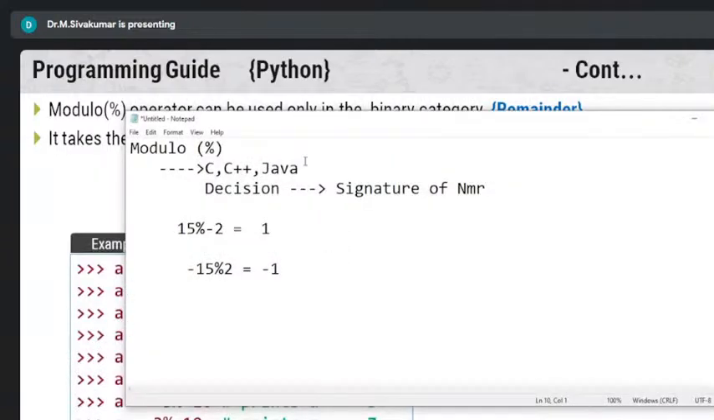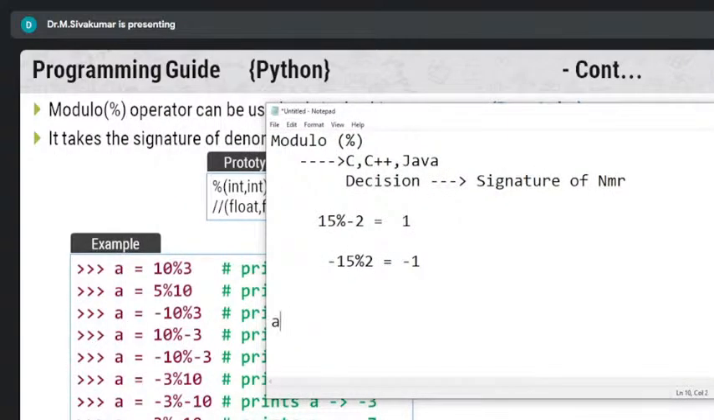If I'm taking any value, let me take a is equal to minus 10 modulo 3. The conclusion is, if anyone of these two has a negative sign, automatically you have to apply 10 modulo 3, which gives the answer 1 as remainder. That answer should be subtracted from the denominator. So denominator minus our answer value, and our denominator here is 3. So 3 minus 1 is equal to 2.